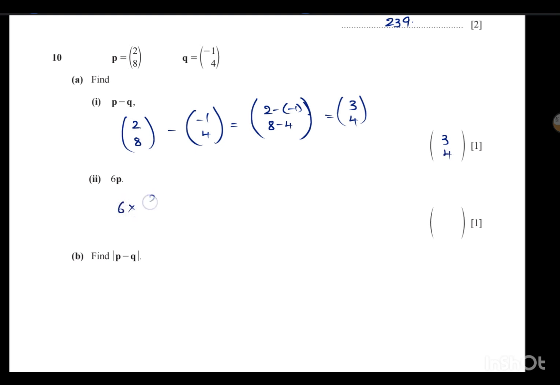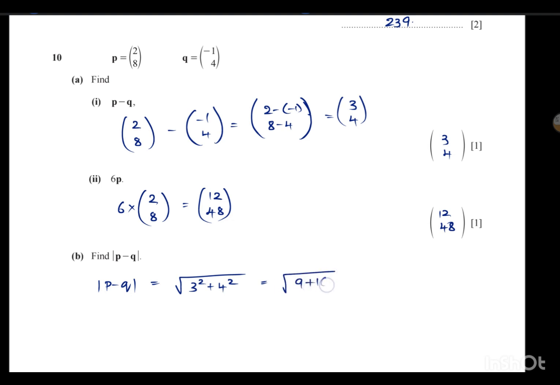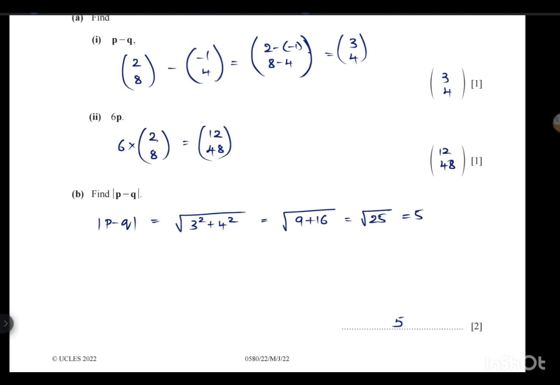6P, 6 multiplied by (2, 8). So 6 multiplied by 2 is 12, 6 multiplied by 8 is 48. So (12, 48) is the answer. Next, find the magnitude of P minus Q. The magnitude of P minus Q will be, you know already P minus Q is (3, 4). So square root of 3 square plus 4 square, that will be square root of 9 plus 16, that will be square root of 25, which is 5. The magnitude of a vector is always positive.